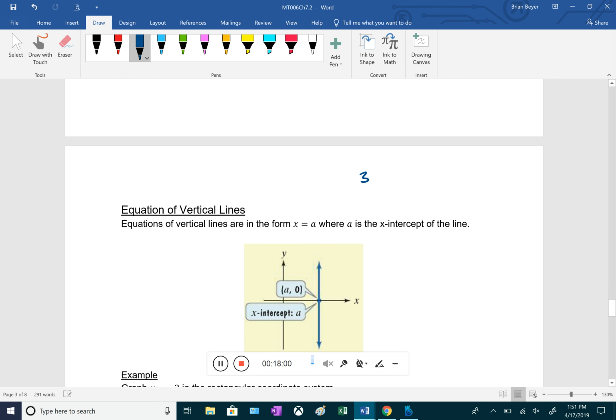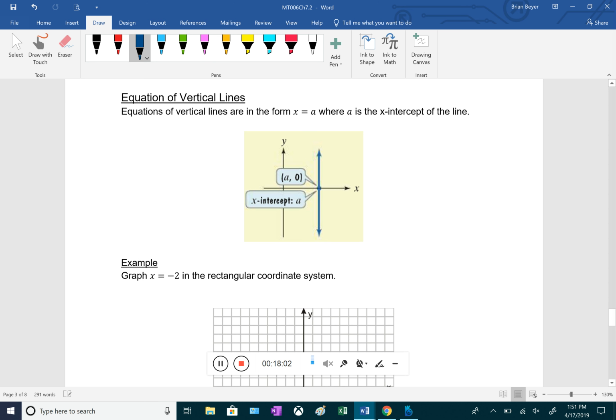Okay, next for the equation of vertical lines, it's going to be the exact opposite kind of. A vertical line is going to be in the form x equals a, so x equals a number this time, where a is the x-intercept of the line. So you can see here in this little representation, we have a vertical line at the x-intercept of a. So x will always equal a no matter what y is equal to.